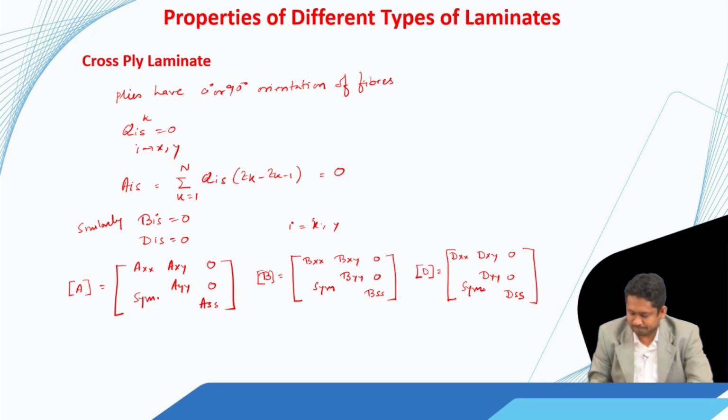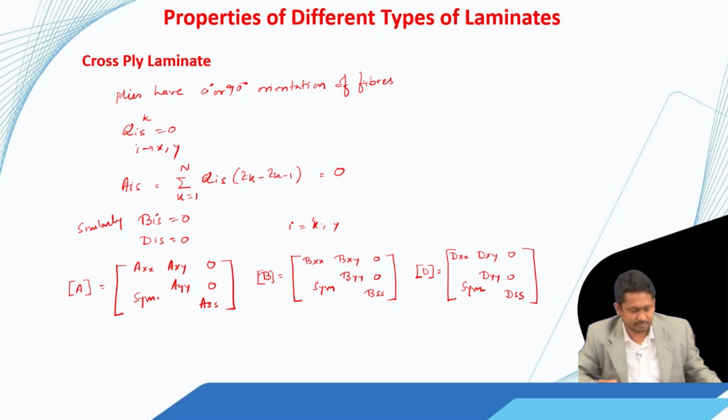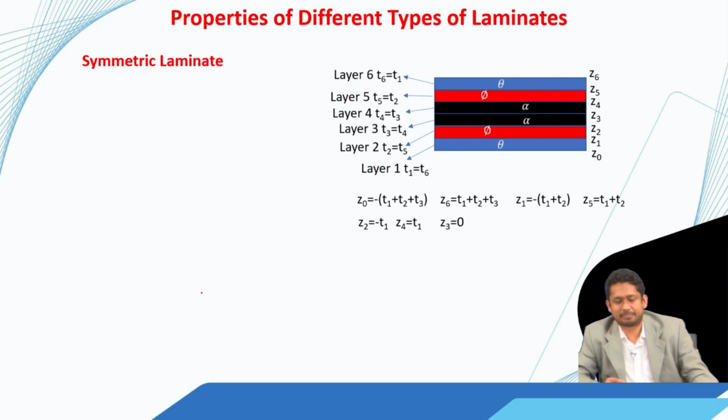So, in this kind of case, there is no coupling between shear and normal terms, and similarly, there is no coupling between twisting and bending. Irrespective of whether it is symmetric, antisymmetric or balanced, A, B and D always have these XS terms or SX terms 0 for cross ply laminates.